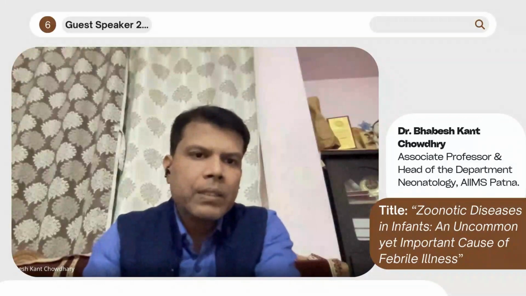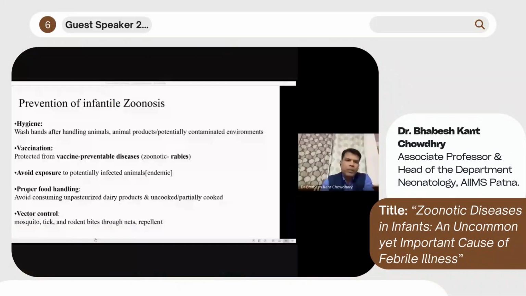So hand hygiene is very important when you touch an animal or animal product, or a contaminated environment. Vaccination, as we discussed, like rabies and Japanese encephalitis, there are diseases which are very fatal but can be preventable by vaccination. So vaccination is very important for the prevention of zoonotic disease.